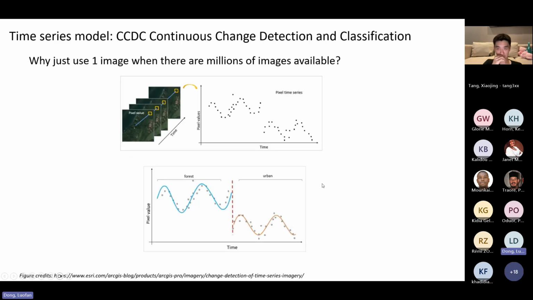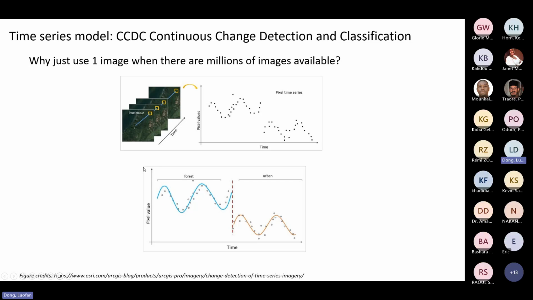Now move to the next slide. This slide is about the time series model. It's called CCDC, which Xiaojing already said. So when we have millions of images available, we can use all of them. Like here, for this pixel, we use all the images and all the observations and plot that in a time series so we can detect a change.